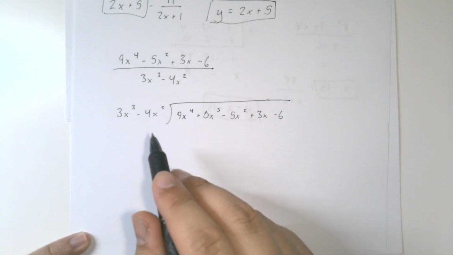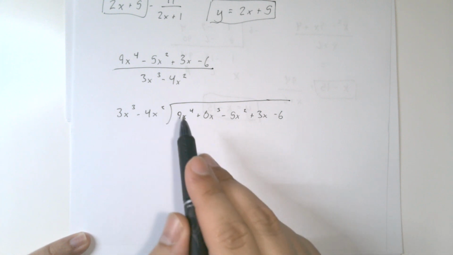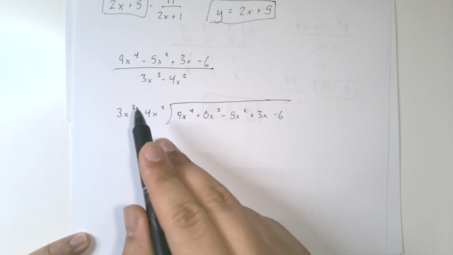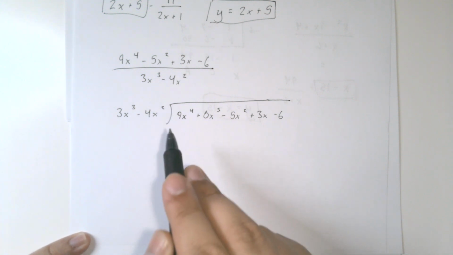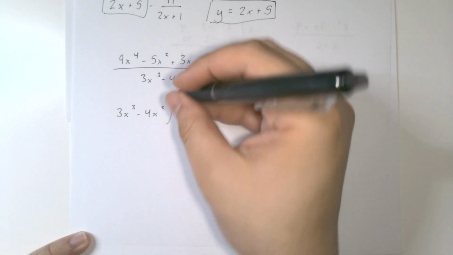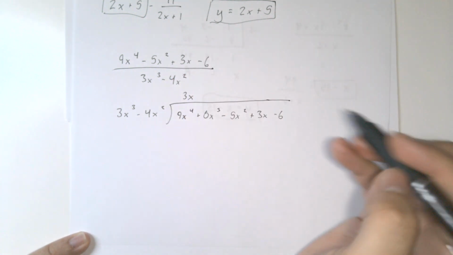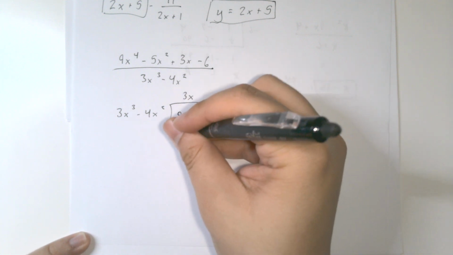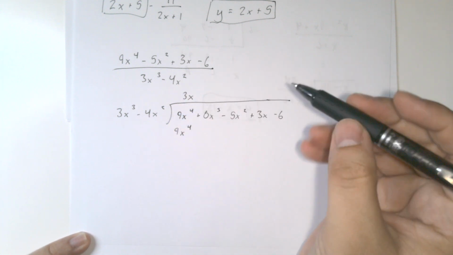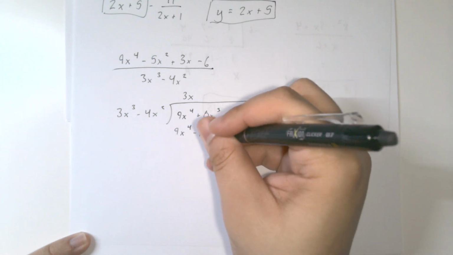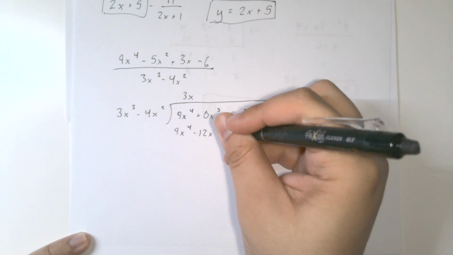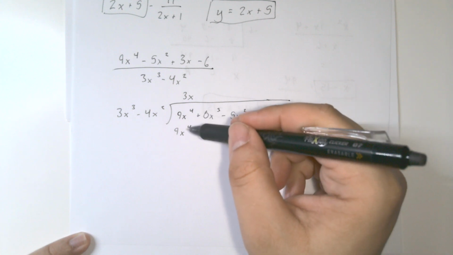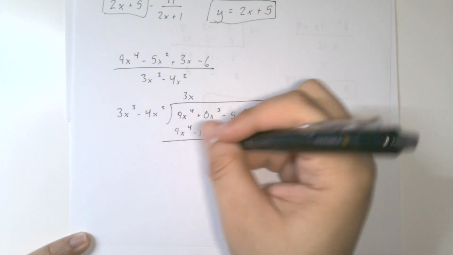And then we ask ourselves, how many times does 3x cubed go into 9x to the fourth? Or in other words, 3x cubed times what gives us 9x to the fourth? And that would be 3x. So then we multiply 3x times all of this. This is going to be 9x to the fourth, and then we have negative 12x cubed. Again, that's why the placeholder is important. That way we keep all of our terms in line.